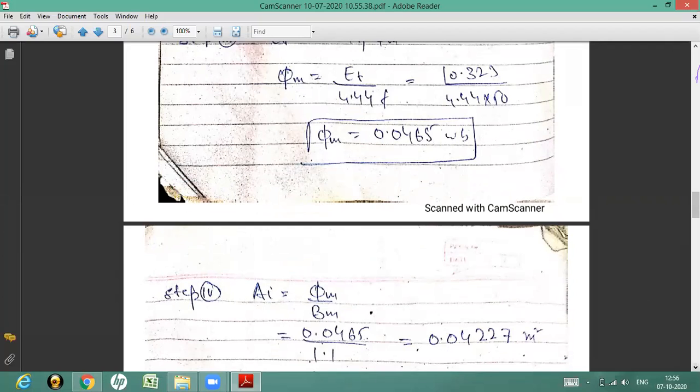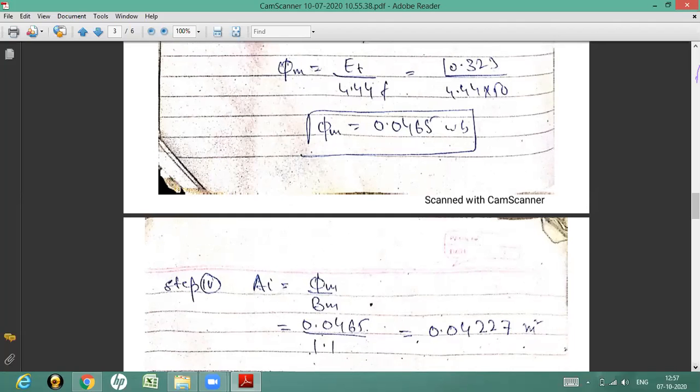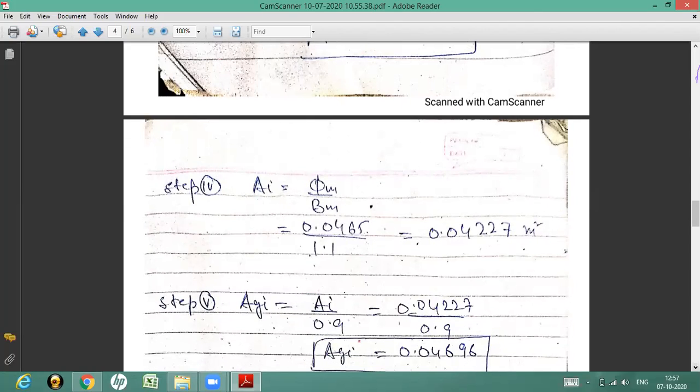Yes sir. After the value of AI, we have to calculate the value of AGI, that is called the gross core area. The gross core area AGI is equal to AI upon stacking factor. So what is the value? 0.0468. Absolutely right. AGI is equal to 0.04696. Clear? Okay.